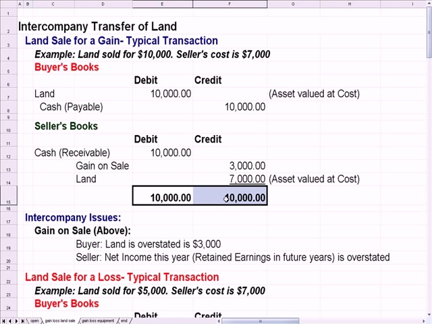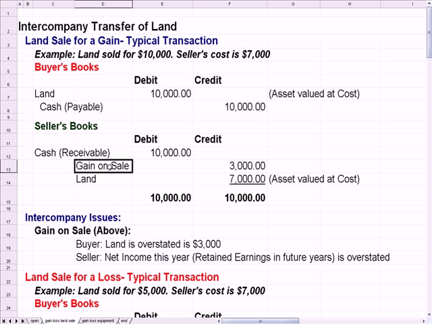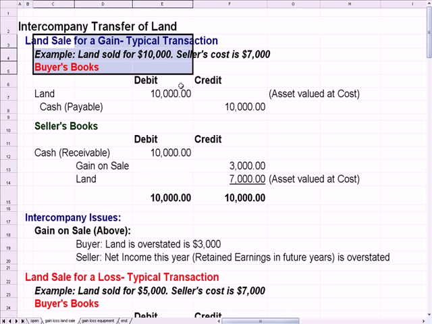And in order to make debits equal credits, we need a $3,000 credit to make debits and credits balance. We call that gain on sale. Had it been a debit to make the entries balance, it would be a loss on sale. So that's a typical land sale.